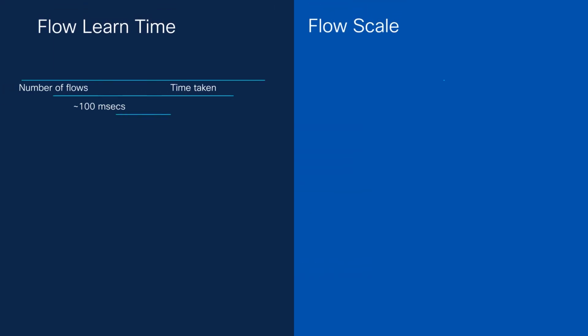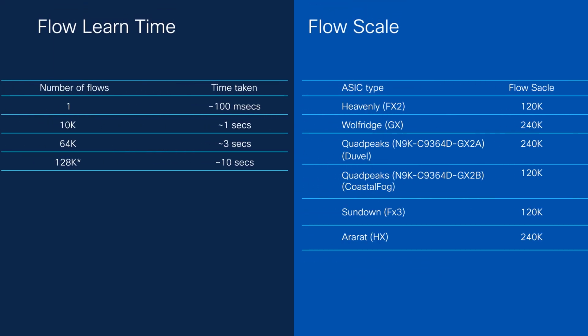So here is a quick snapshot of how much time it takes for the switch to learn the flows as and when they come in from taps and spans. The table is self-explanatory. For one flow it takes approximately 100 milliseconds, and imagine you have 128k flows coming in simultaneously. All it takes is 10 seconds to learn the whole 128k flows. It depends on the model you select.